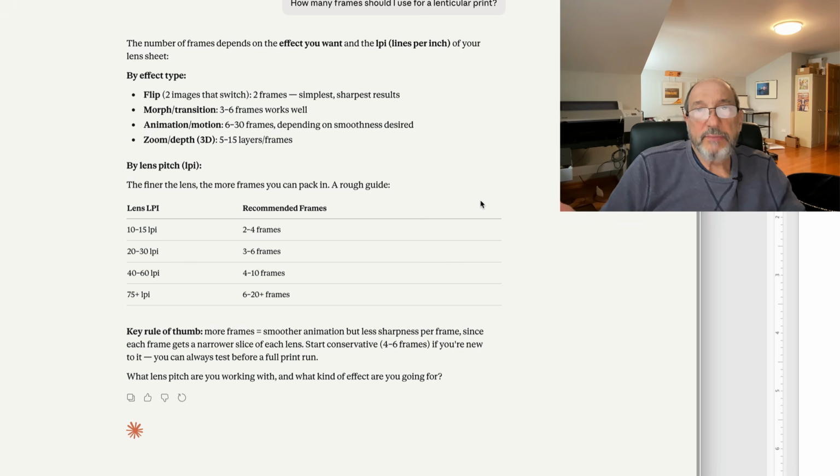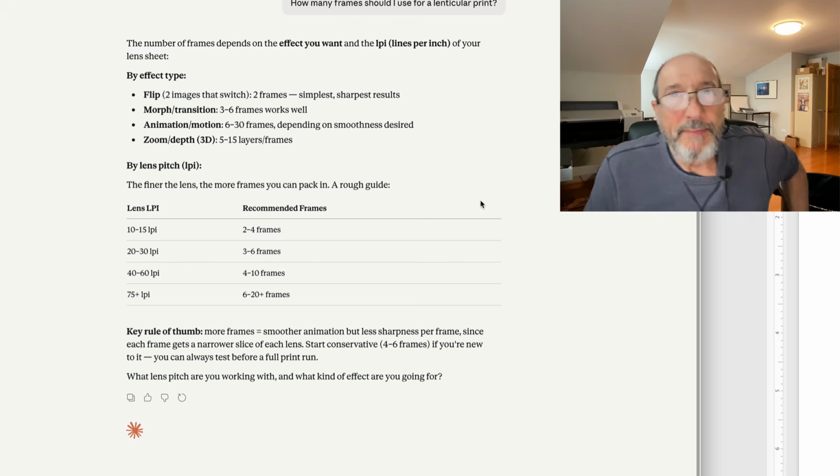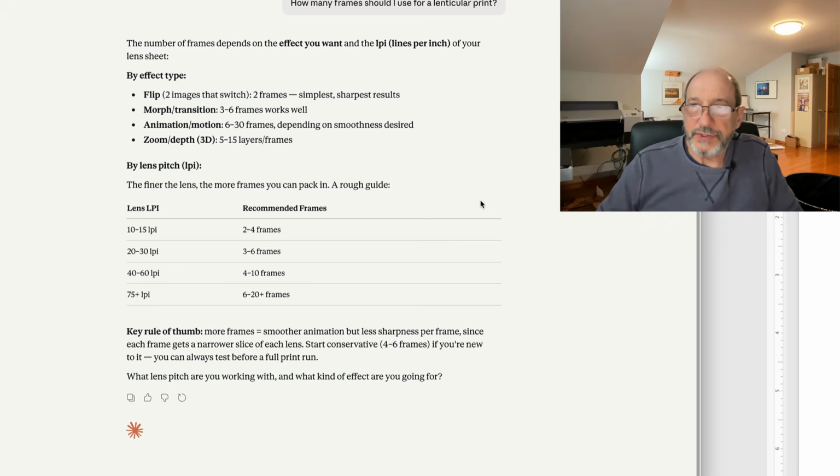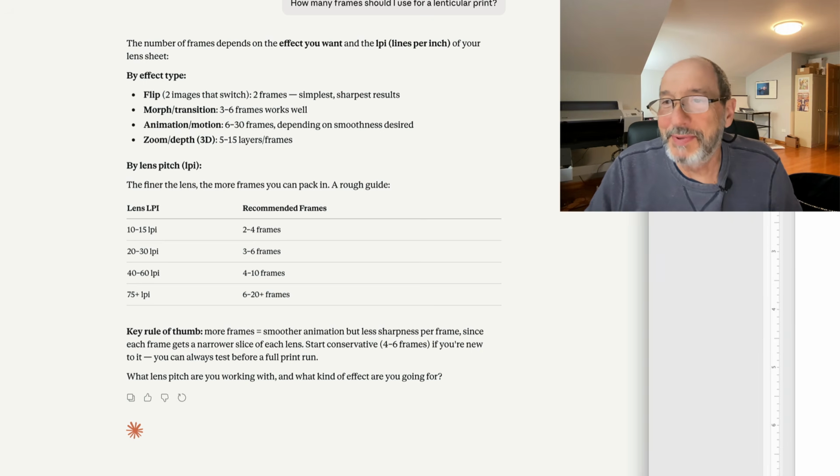4 to 6 frames for what? If we're talking about a 2-phase flip, 4 to 6 is more. If we're talking about a 3D print, probably 4 to 6 is too few. So probably bad advice with this particular question. Of course, you're getting my opinions as a guy who's been doing this for 20 plus years.